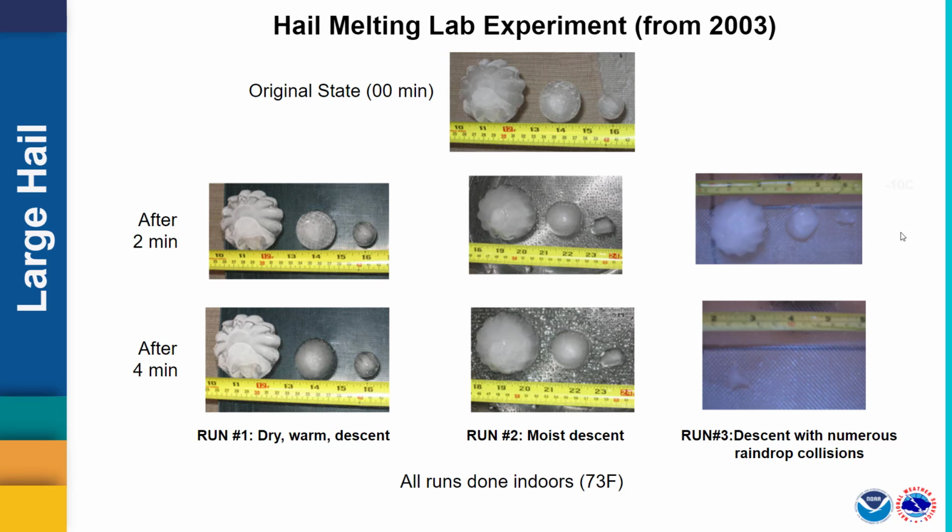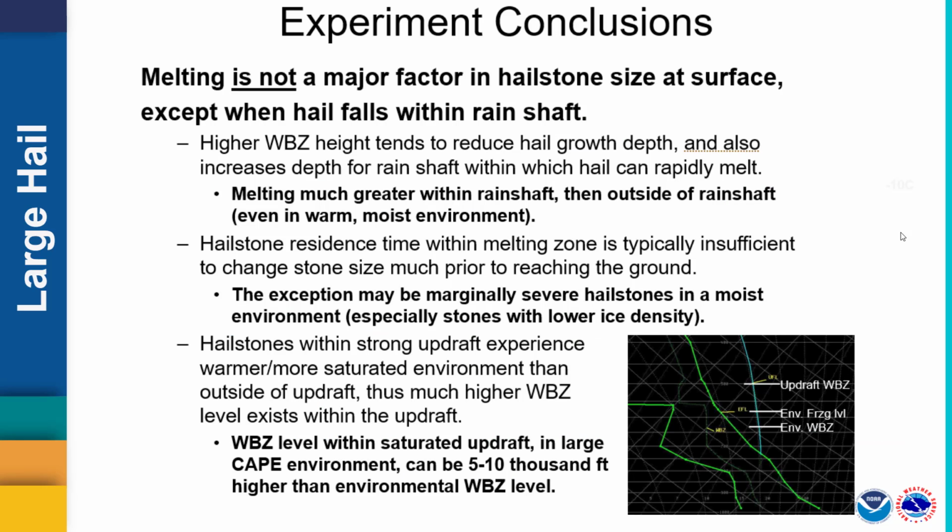This was a rather shocking finding for us. We thought there would be some increase in melting, but to that extent, I think was unexpected. The conclusion from that lab experiment was that melting in general is not a major factor in hailstone size at the surface, except when hail falls within the heavy rain shaft.